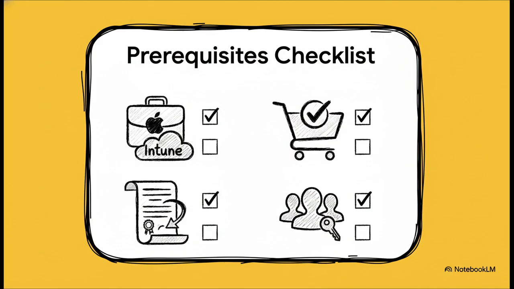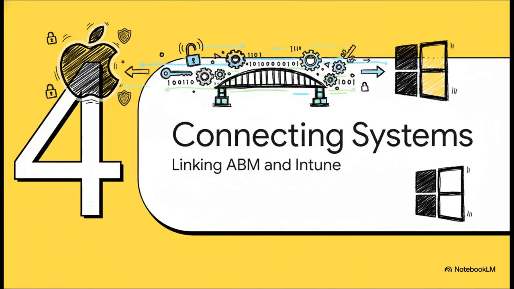Next, an Apple Push Notification Certificate, or APNS. This is basically the secure telephone line that lets Apple and Microsoft talk to each other. And this last one is key. You have to buy your devices from an authorized reseller who can drop them right into your Apple Business Manager account. Now it's time to connect the dots.